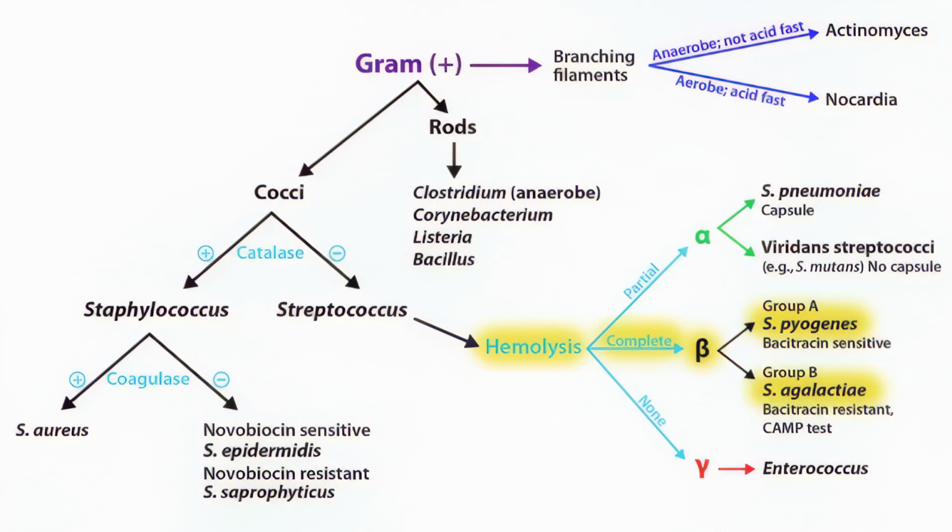Group B strep, also known as strep agalactiae, can colonize the female genital tract and cause pneumonia and meningitis in newborns. So we test pregnant women for group B strep at the end of pregnancy.